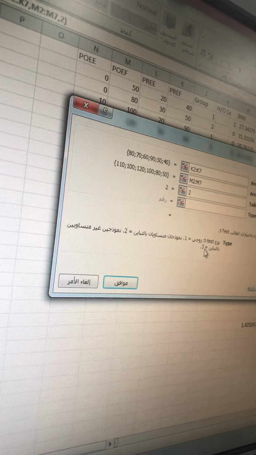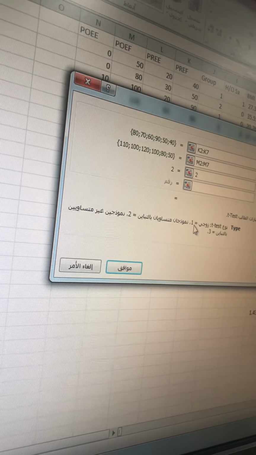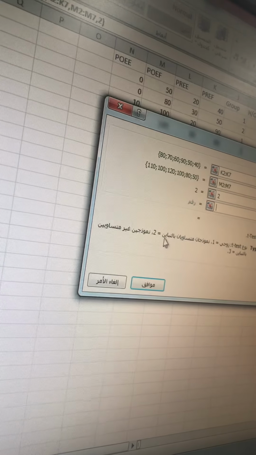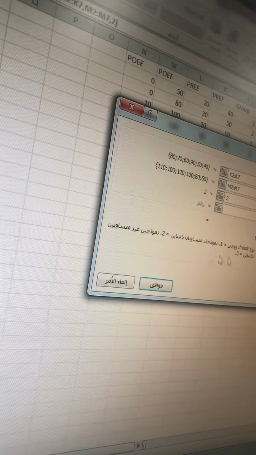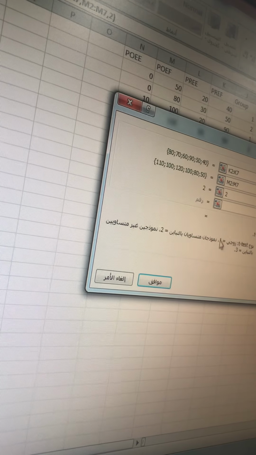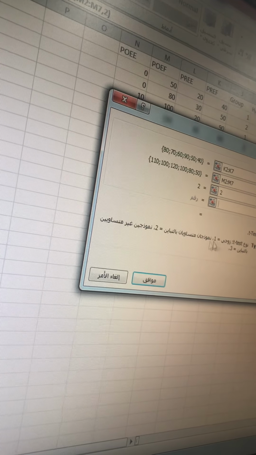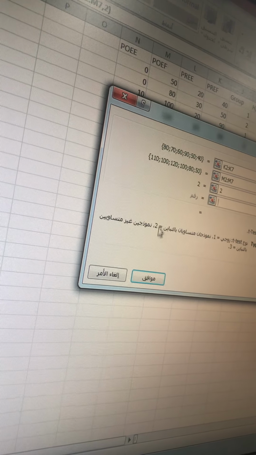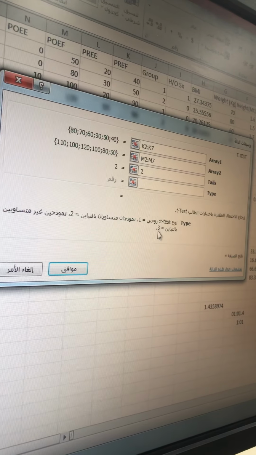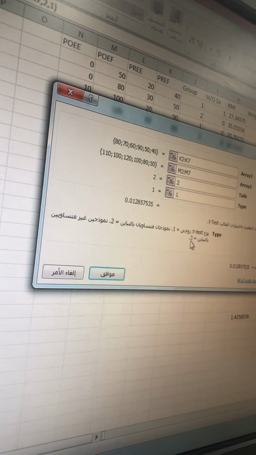That's what is written there. 1 is pre to post. 2 is two-sample equal variance. 3 is two-sample unequal variance. So this is pre to post, this is 2 equal, and this is 2 unequal, 3. Okay, so now we want to do pre to post. So you put 1.